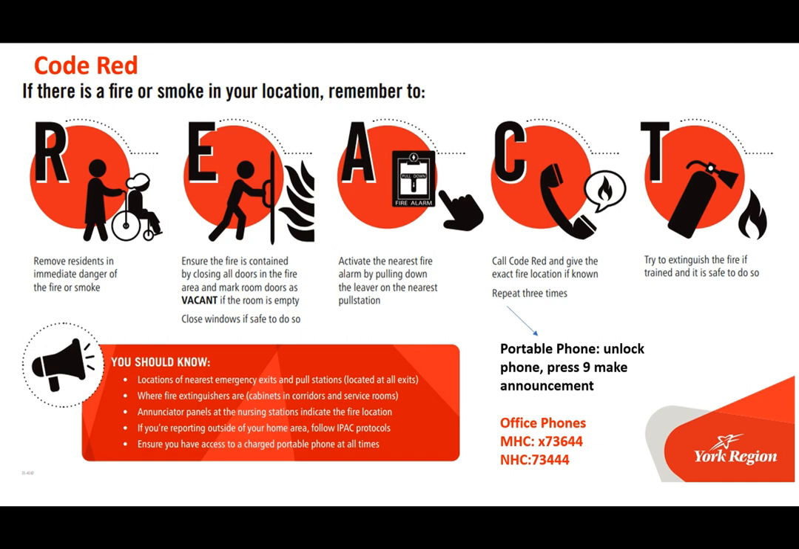Things you should know: locations of nearest emergency exits and pull stations, which are located at all exits. Where fire extinguishers are, they're located in the cabinets in the hallways and service rooms. Annunciator panels are located at the nursing stations that indicate the fire location. If you're reporting outside of your home area for any reason, follow IPAC protocols. Ensure you have access to a charged portable phone at all times.